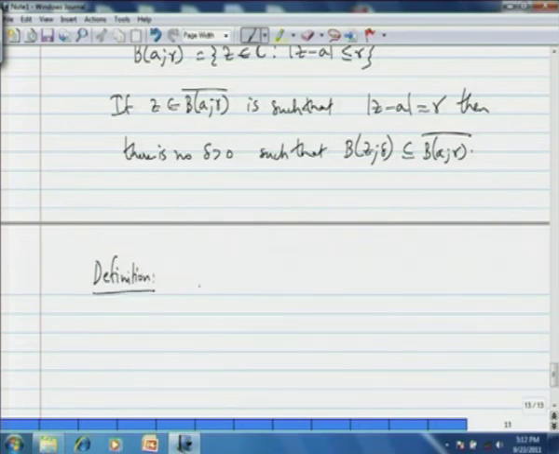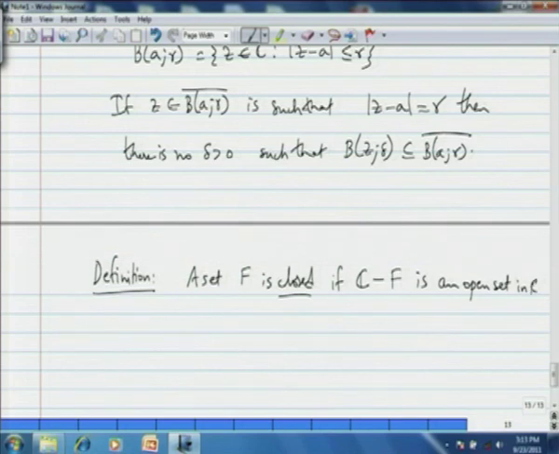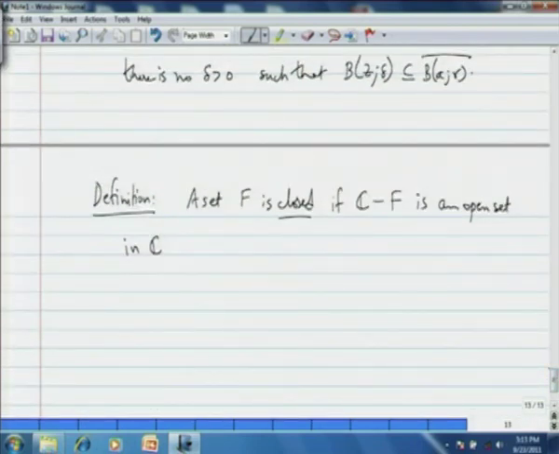Okay, so next let us define a closed set. A set S, or let us say F, is closed if C minus F is an open set in C. So, if the complement of a set is an open set in C, then such a set is called a closed set.